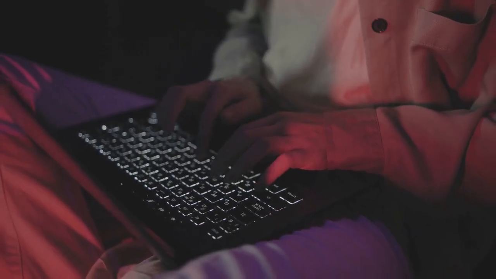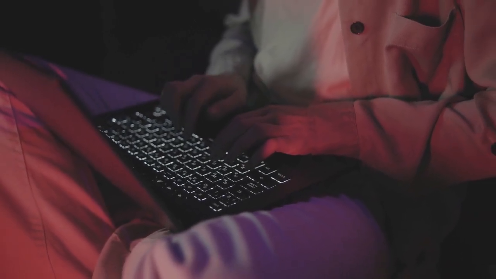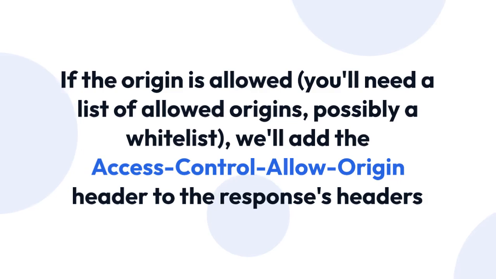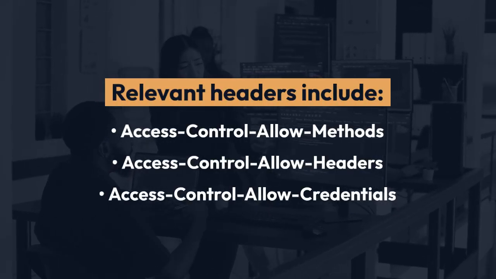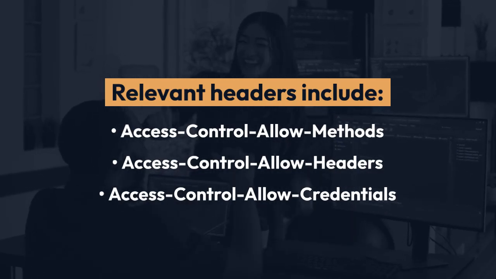Inside our middleware function, we will parse the origin header from the request, using our header get origin. If the origin is allowed, you'll need a list of allowed origins, possibly a whitelist. We'll add the access control allow origin header to the response's headers, along with other relevant headers like access control allow methods, access control allow headers, and access control allow credentials.